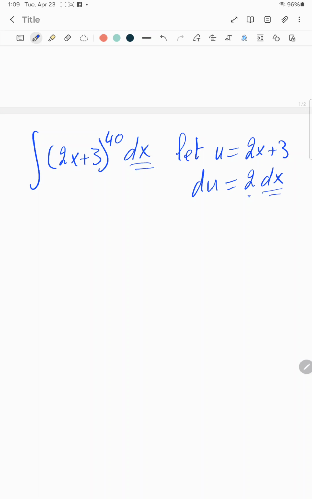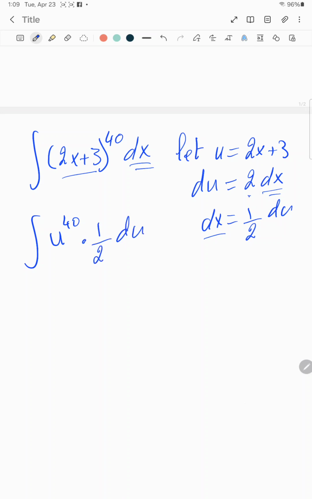There is a 2 that's bothering me. I want to get rid of it. So I will put dx equal to du divided by 2, or 1/2 du. So my integral will become, 2x plus 3 I will replace by u to the power of 40, and my dx will be times 1/2 du. So the 1/2 goes outside the integral, it becomes 1/2 the integral of u to the 40 du, and that's very easy.